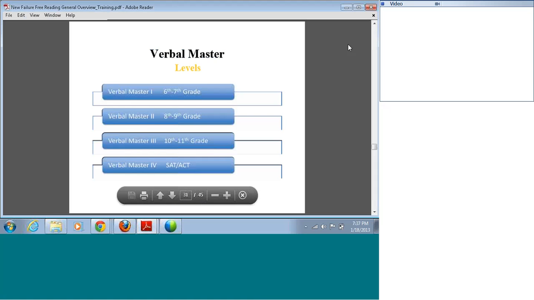All right, next is going to be the Verbal Master program. The Verbal Master levels are Verbal Master 1, which is 6th and 7th grade, Verbal Master 2, which is 8th and 9th grade, and then Verbal Master 3, which is 10th and 11th, and Verbal Master 4 is going to be your SAT, ACT prep.